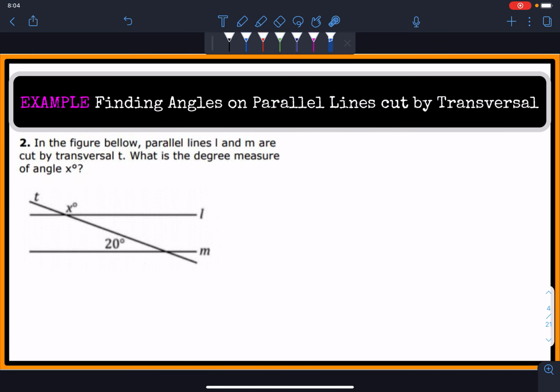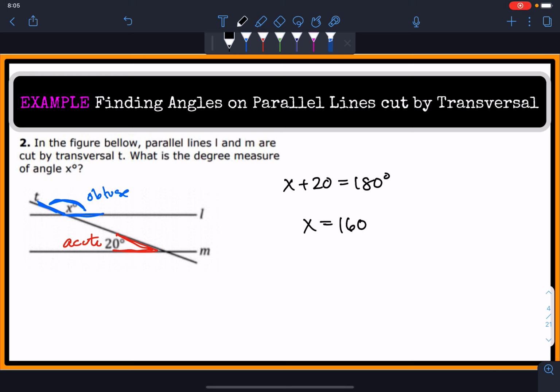So for example, look at this example right here. Notice how this angle here, angle X, is an obtuse angle. And this angle, the 120, is an acute angle. So the obtuse angle and the acute angle obviously are not going to be equal to each other. So that would mean that they have to add up to 180 degrees. So that means that the value of X has to equal 160.